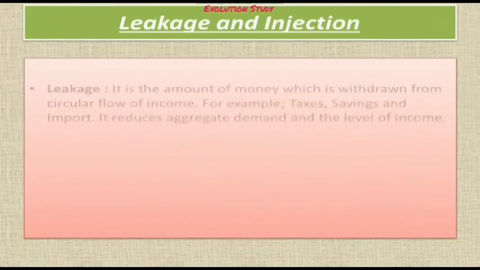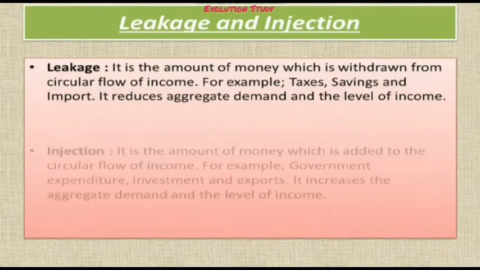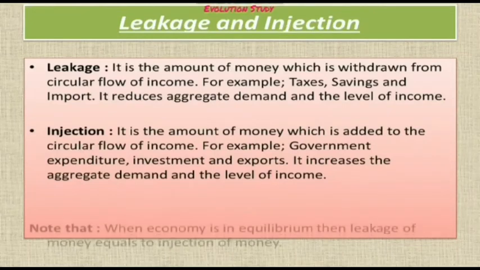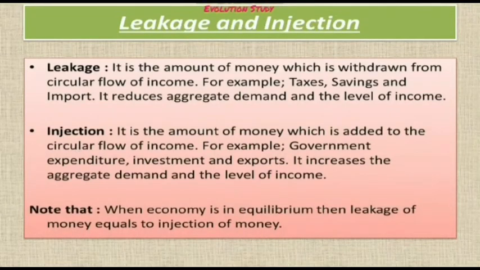Let's talk about leakage and injection. What is a leakage? It is the amount of money which is withdrawn from the circular flow of income. For example, taxes, savings, and imports. It reduces the aggregate demand and the level of income. Now what is injection? It is the amount of money which is added to the circular flow of income. For example, government expenditure, investment, and exports. It increases the aggregate demand and the level of income. Note that when the economy is in equilibrium, the leakage of money equals the injection of money.